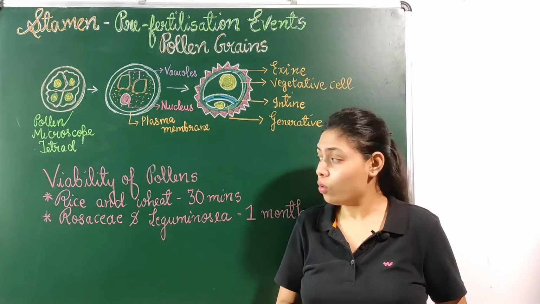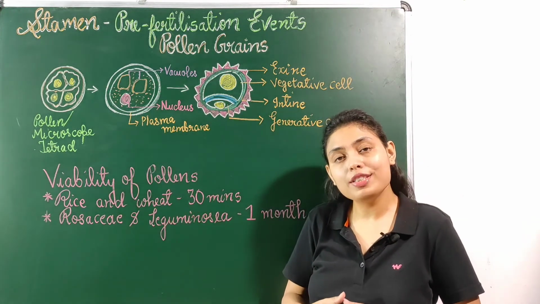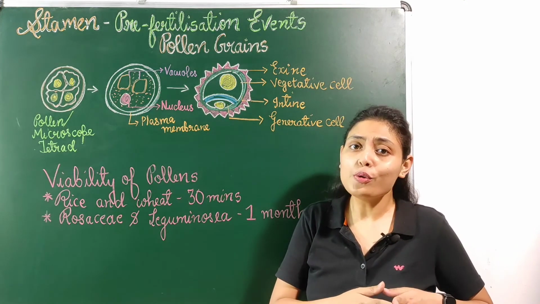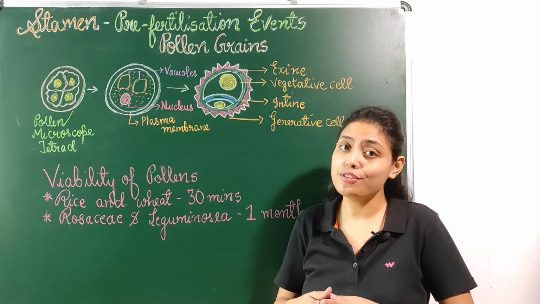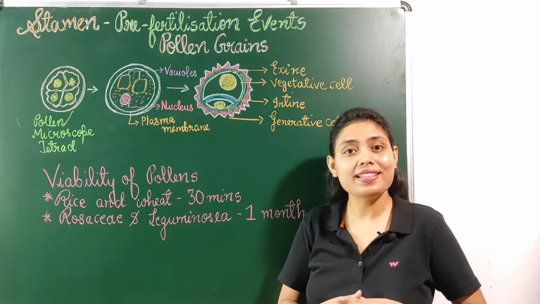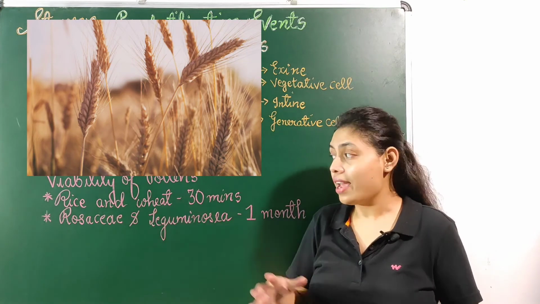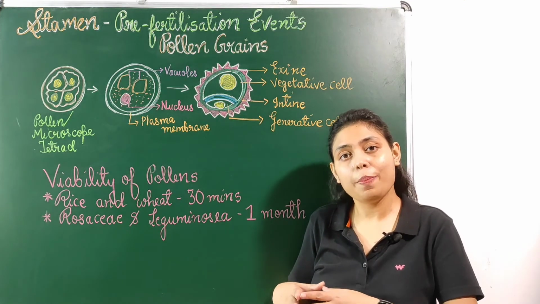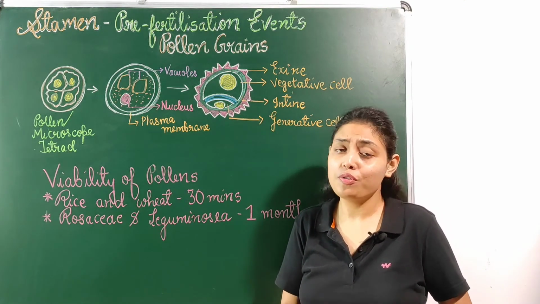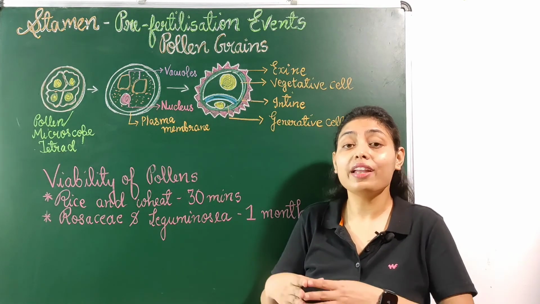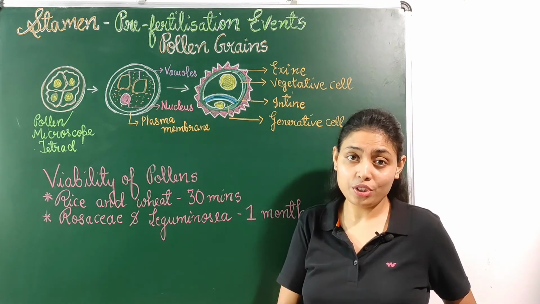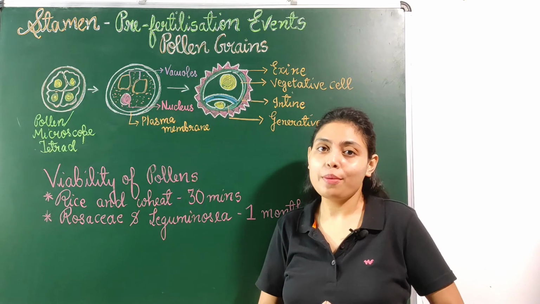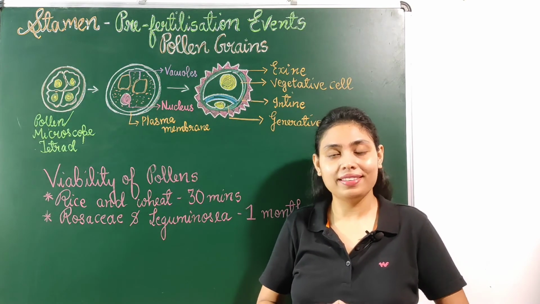Now, let us talk about viability of pollen. What is viability of pollens? The potential of a pollen to fertilize as soon as it is released from the anther is known as viability of pollen. For example, in wheat and rice, the viability period of pollen is 30 minutes. Sometimes it varies depending upon the humidity and atmospheric condition. In other plant species like Rosaceae and Leguminosae, the viability time of a pollen is 1 month.